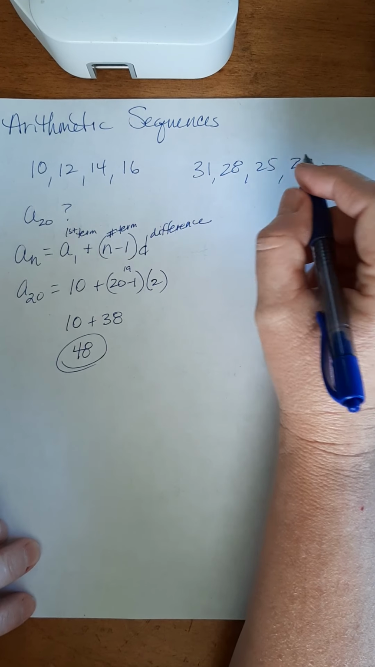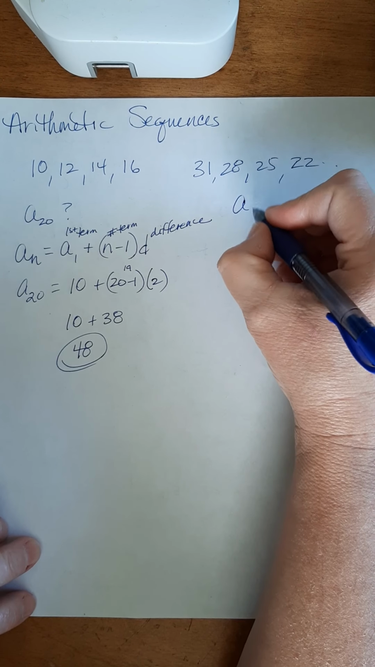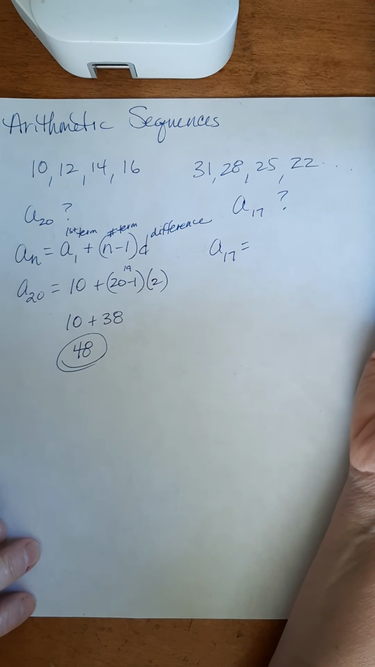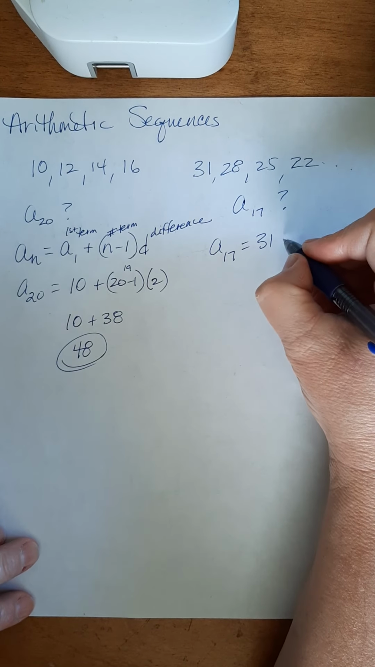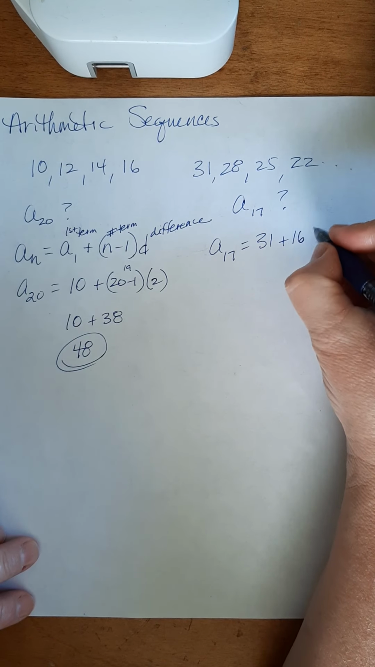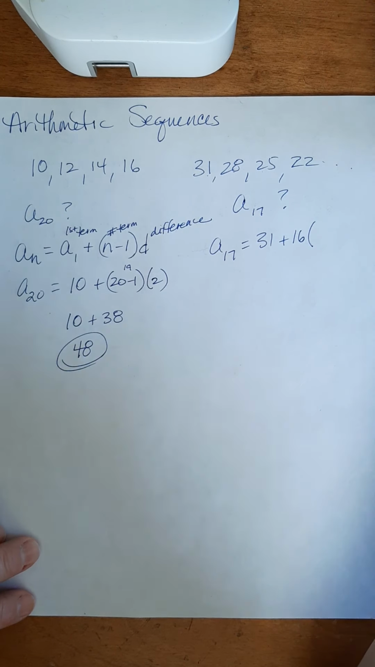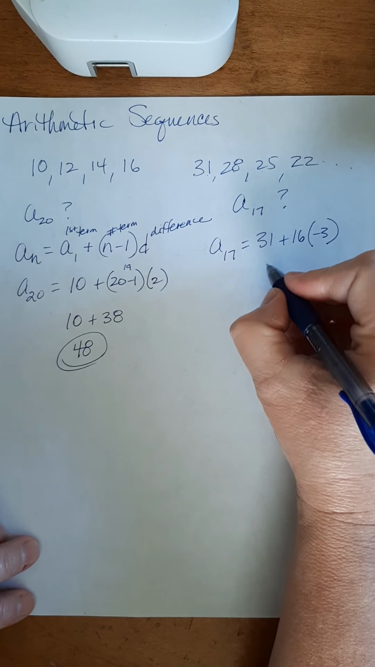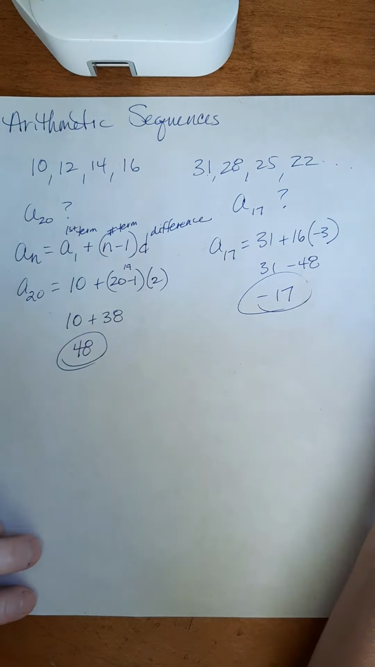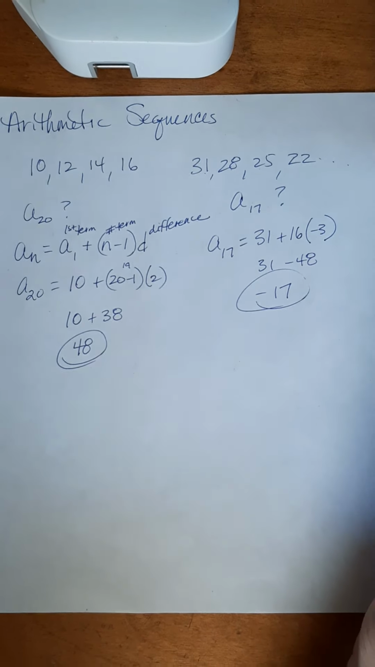Let's say in this one, we wanted to find, I don't know, maybe the 17th term. So 17th term equals first term plus n minus 1, or 16, times your difference. Notice how you're adding negative 3. So 31 minus 48, negative 17. And so it's pretty straightforward.